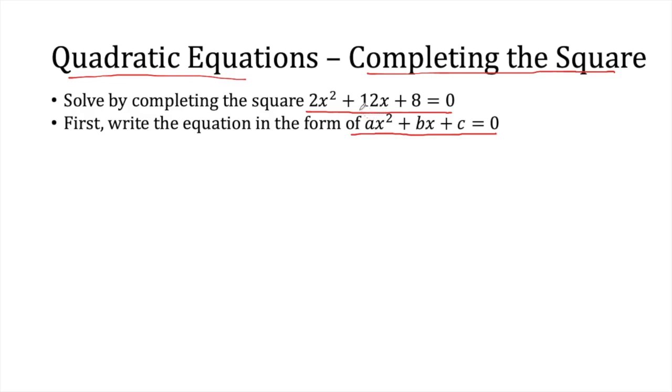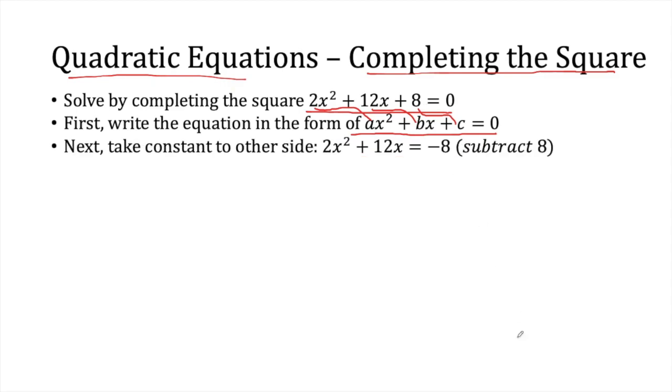So a is the coefficient of x squared and is thus 2, b is the coefficient of x which is 12, and c is our constant term which is 8. So next we will take this constant term of 8 to the right hand side of the equation by subtracting 8 on both sides, and this is an extremely important step in completing the square. If you're not sure of why we do this step, do watch our previous video on completing the square in which I have clearly explained the logic behind this step.